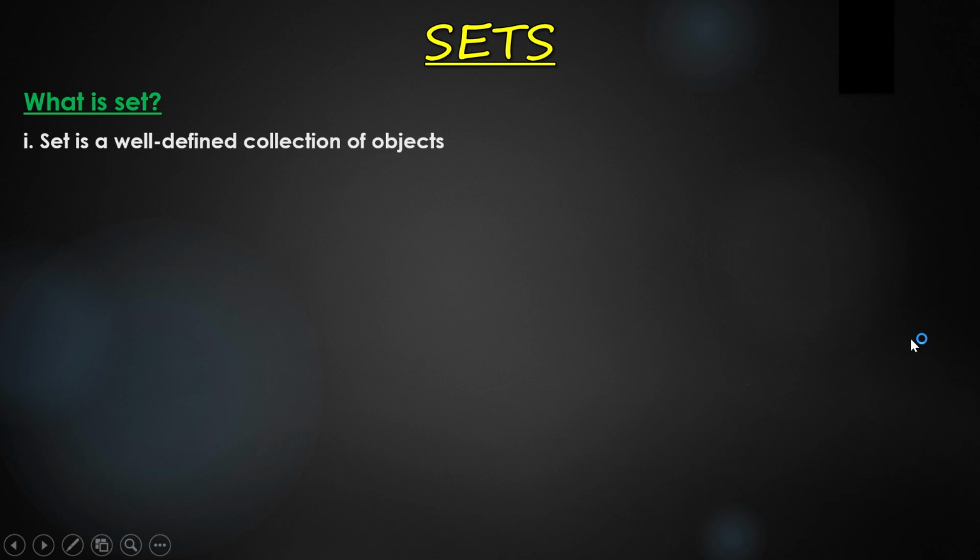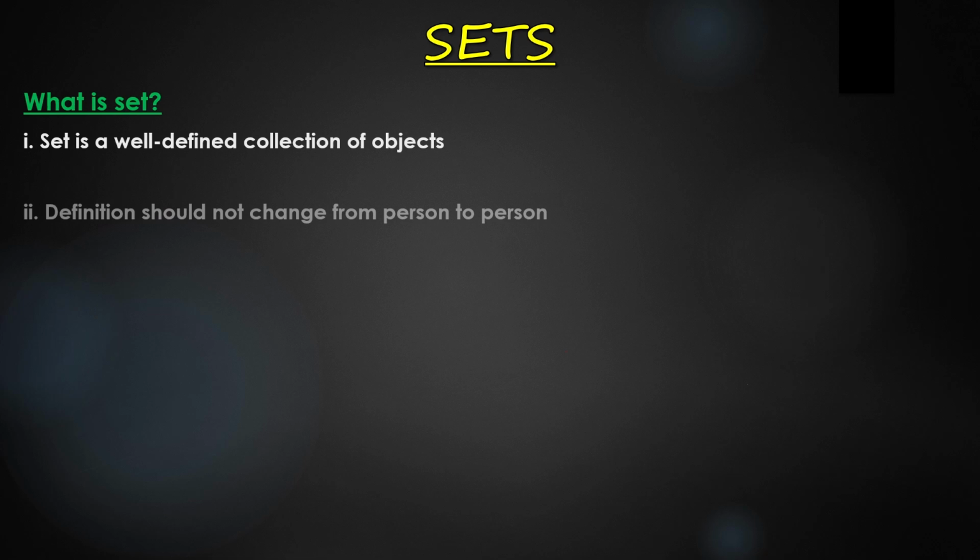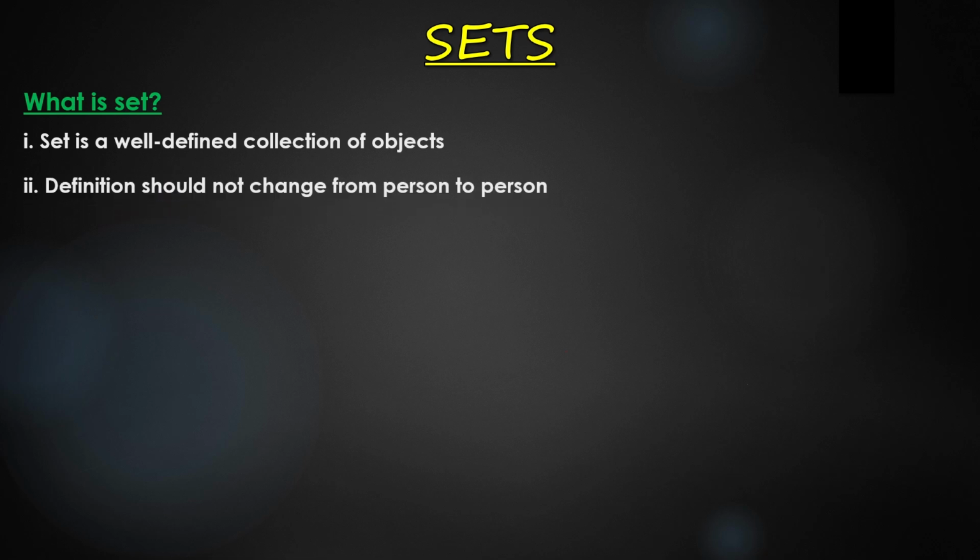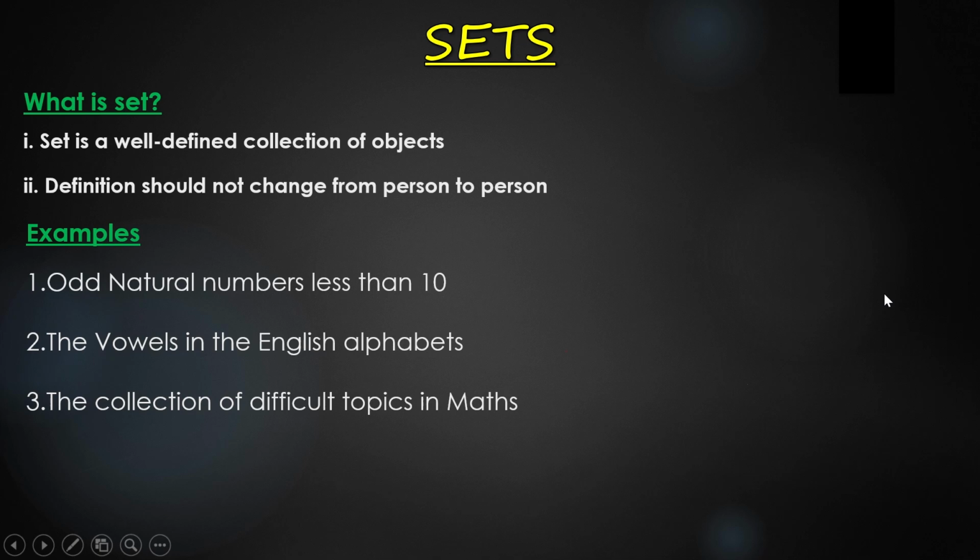Okay, first of all, what is a set? A set is a well-defined collection of objects, and the definition should not change from person to person. Here we have a few examples of sets and non-sets.